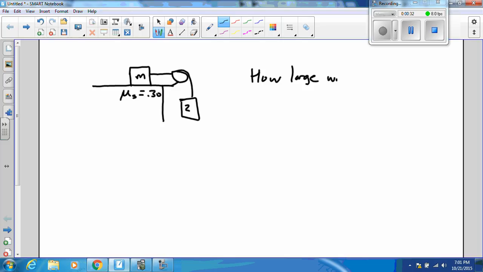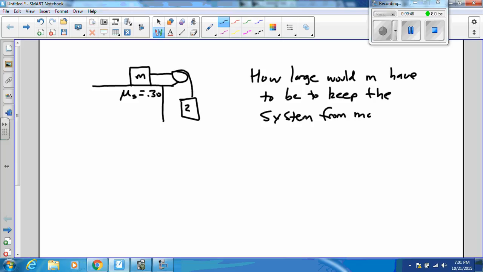would M have to be to keep the system from moving. And so of course we began by simply doing free body diagrams for each one.